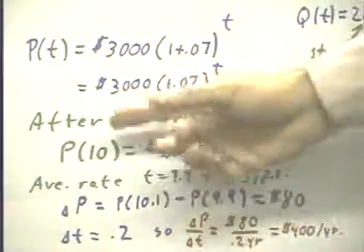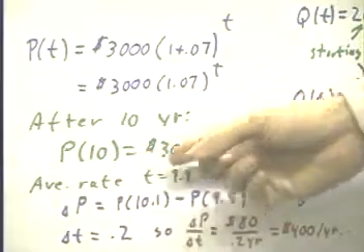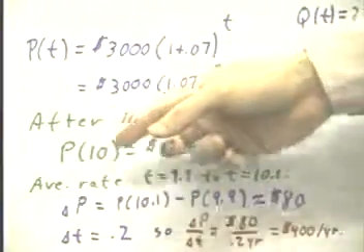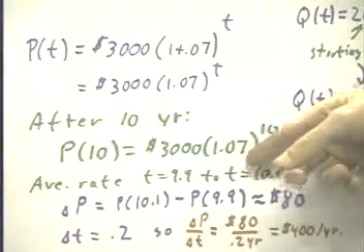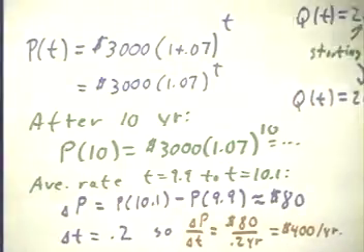Another question: after 10 years, what's the principal going to be? Well, we plug in 10. P(10) is $3,000 times 1.07 to the 10th, and that equals whatever you get when you plug that into your calculator.